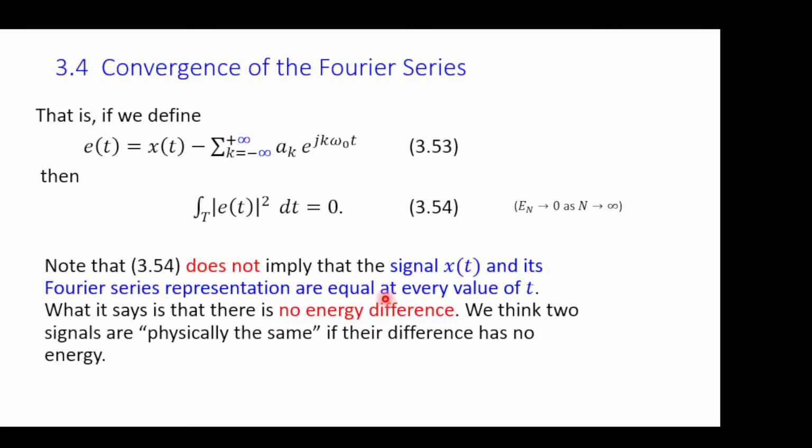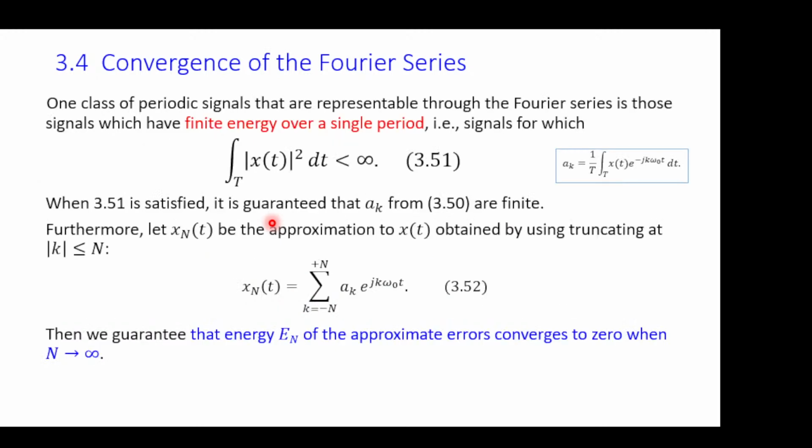But we argue that this is good for us because we are thinking about engineering, and in engineering applications, if two signals have no energy difference, then they are practically the same when you are using them in your actual physical system. So this is our justification of picking this no energy difference as our convergence condition. Okay, so this is the finite energy signal.